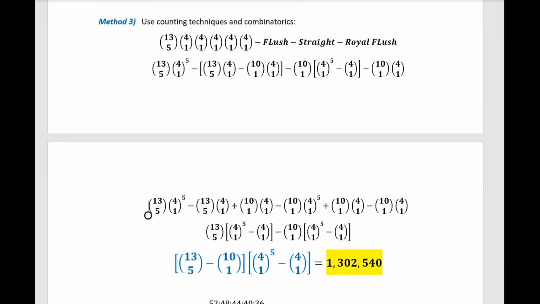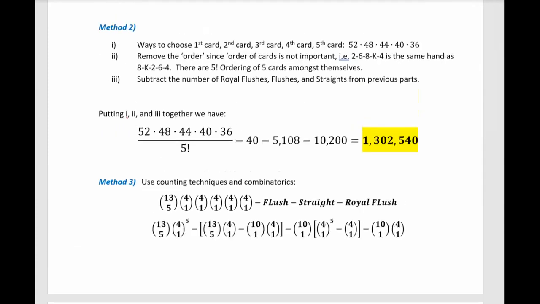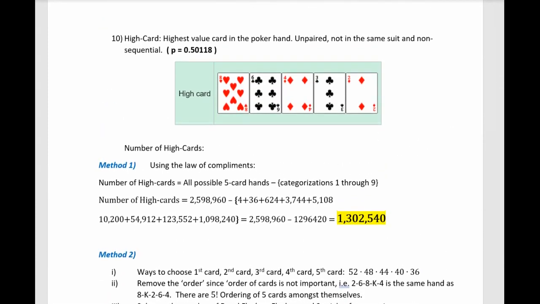Okay, and once I've done that, then as you can see, miraculously, we come up with essentially the same total as the one before. Again, I like this one because it's got a nice combinatorics look to it. And so that's how many ways you can have a high card. And of course, divide that by total possible, and that's how I got the figure that you see up here, the 50%.